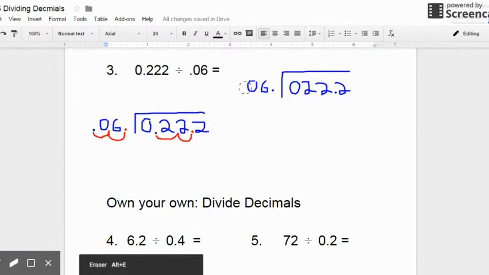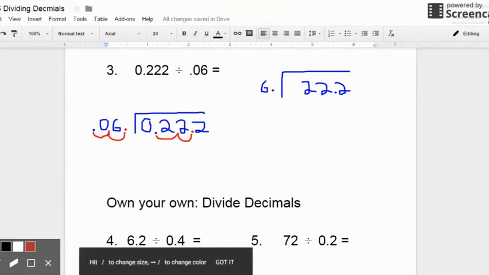Well, we have these zeros on the outside. We don't need them, so we can simply erase them and get rid of them if you'd like. It makes the problem look a little nicer. You don't have to do that. You can always keep the zeros there. But these zeros are not necessary because they're not between two numbers or between a number and a decimal. So now we can go ahead and do the division.